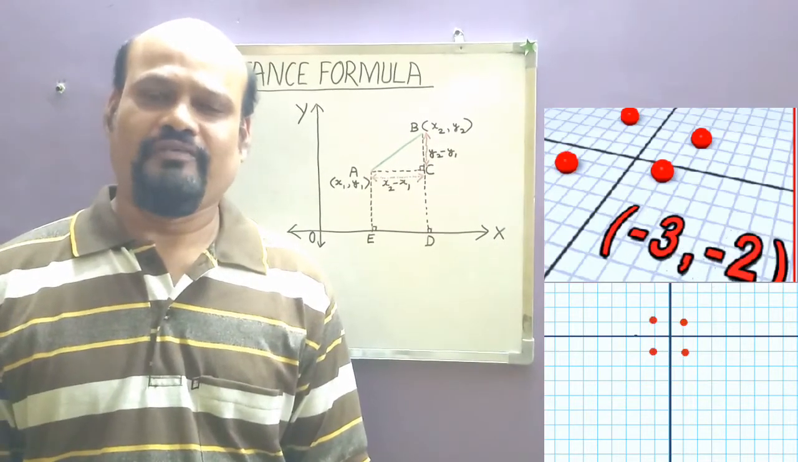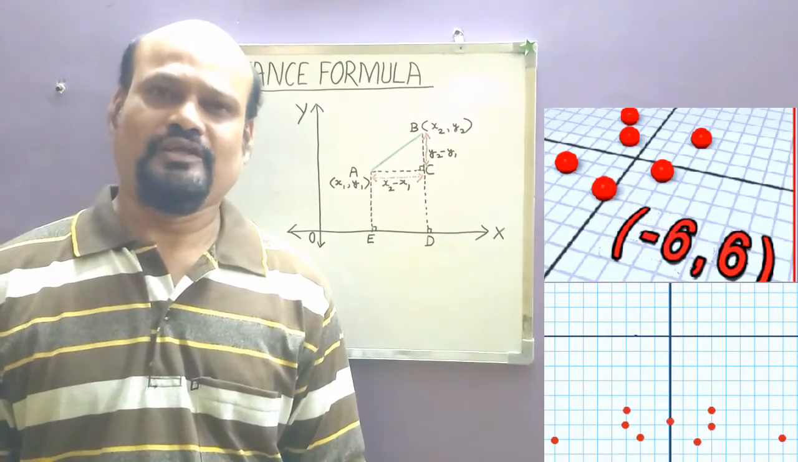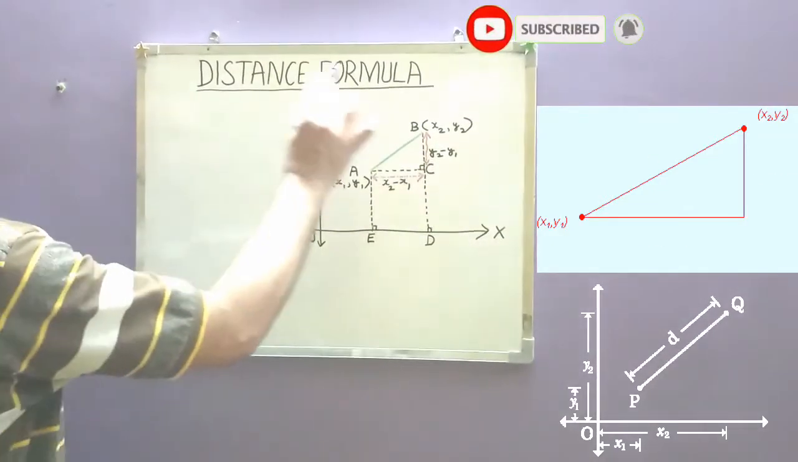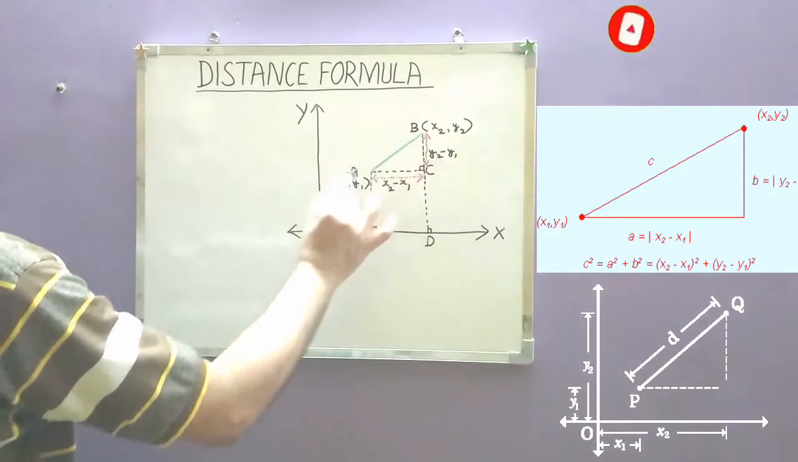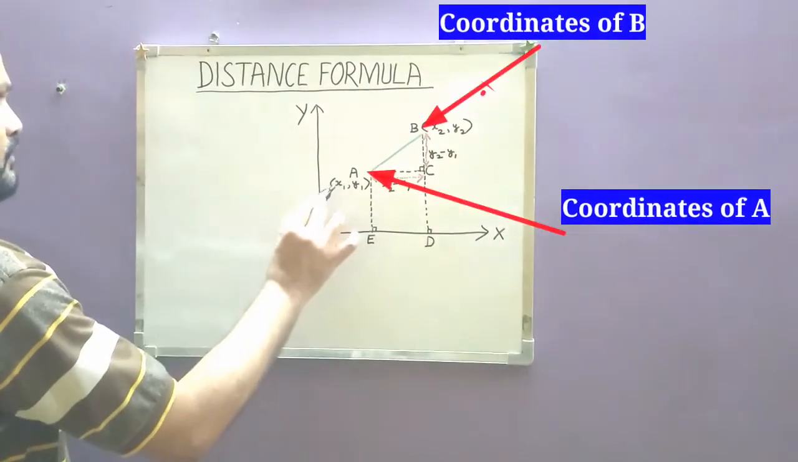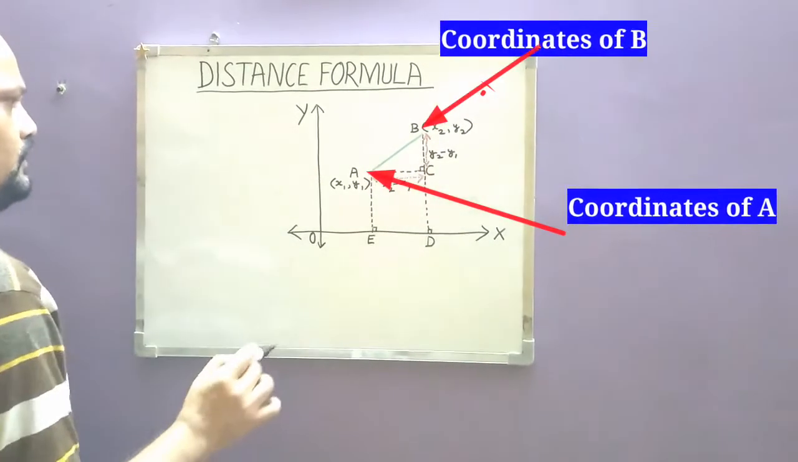Let's know how to derive and use distance, section and midpoint formula in the coordinate plane. First, distance formula. Let's derive and use the distance formula for the distance between 2 points A and B plotted in the coordinate plane. Let x1, y1 be the coordinates of A and x2, y2 be the coordinates of B.